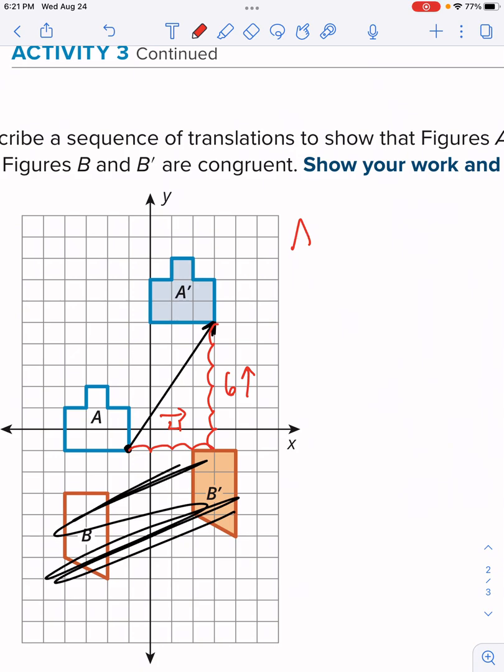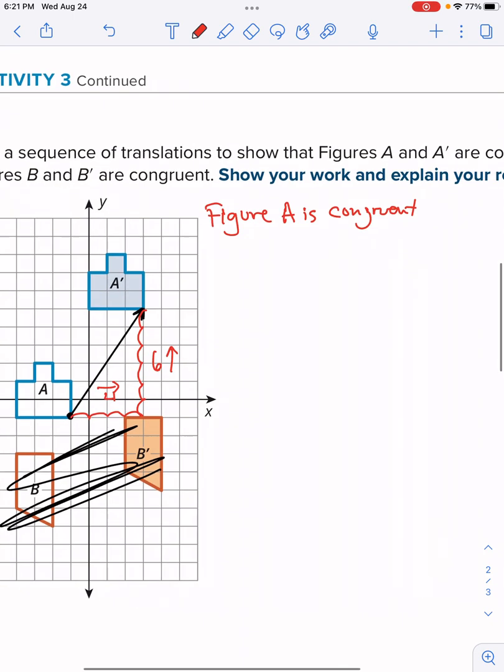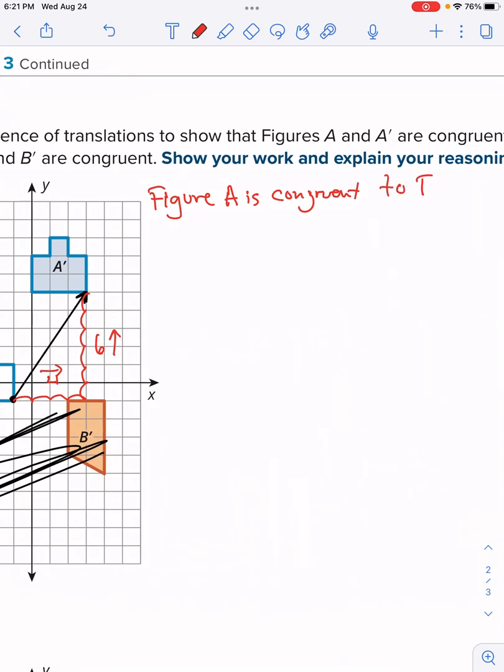Okay, so for this, we're going to say that figure A is congruent to figure A prime, and it's because of a translation of 4 right and 6 up. All right.